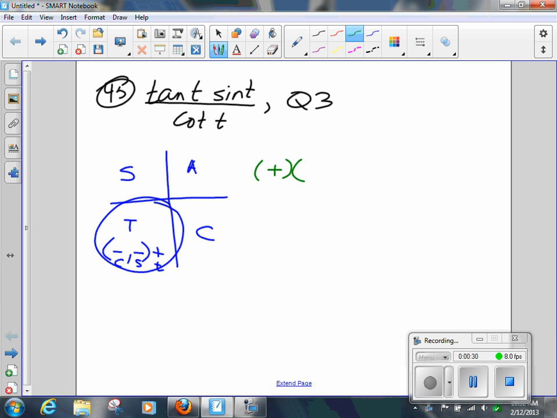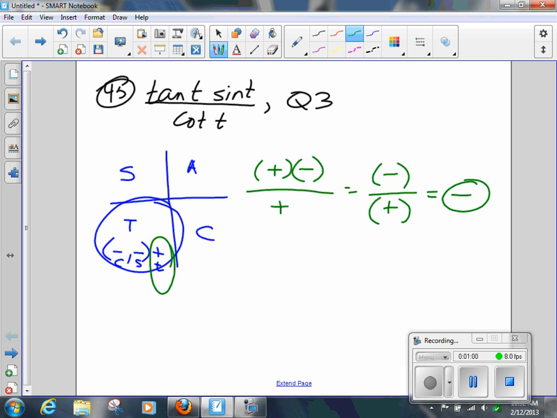The sign of sine in the third quadrant is what? Clearly it's negative. And then the cotangent in the third quadrant, well, folks, cotangent is what's inverse? Tangent's. So if tangent's positive, cotangent is also positive. What's a positive times a negative? A negative. What's a negative divided by a positive? Negative. Okay? Makes sense? All right.